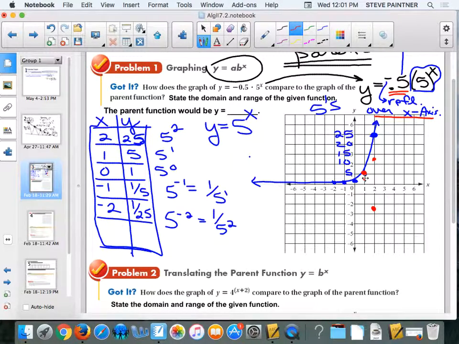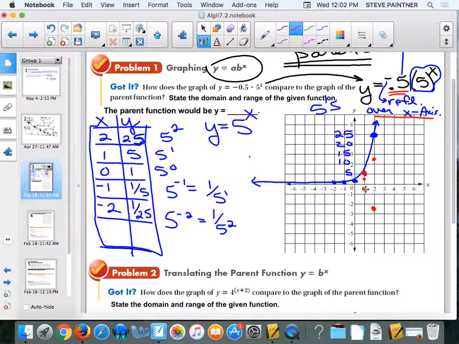2.5, and then reflect 2.5 over the x-axis, you're down to negative 2.5. So more or less, this thing is just shrinking by a half and getting reflected over the x-axis. Okay, let's do this one.